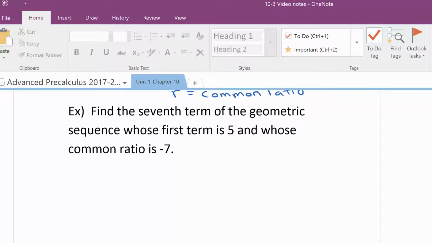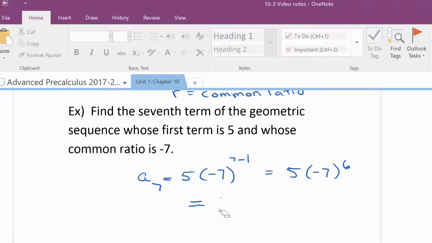So if it says find the 7th term of the geometric sequence, if the first term is 5 and the common ratio is -7, you would find the 7th term by taking the first term, which is 5, and multiplying it by -7 to the 7 minus 1 power. So it's 5 times -7 to the 6th power. And when you multiply that out, you get 588,245. That is your 7th term.